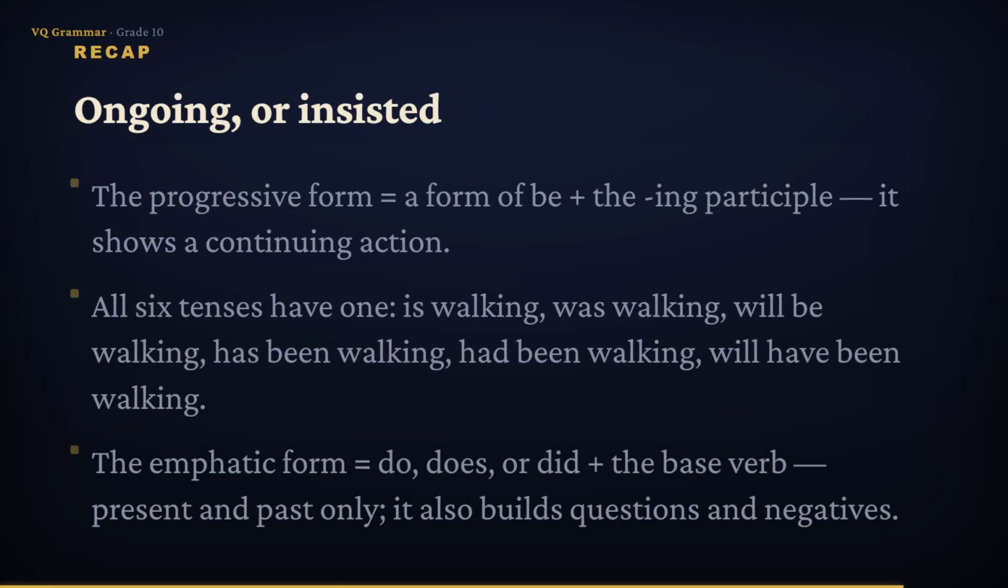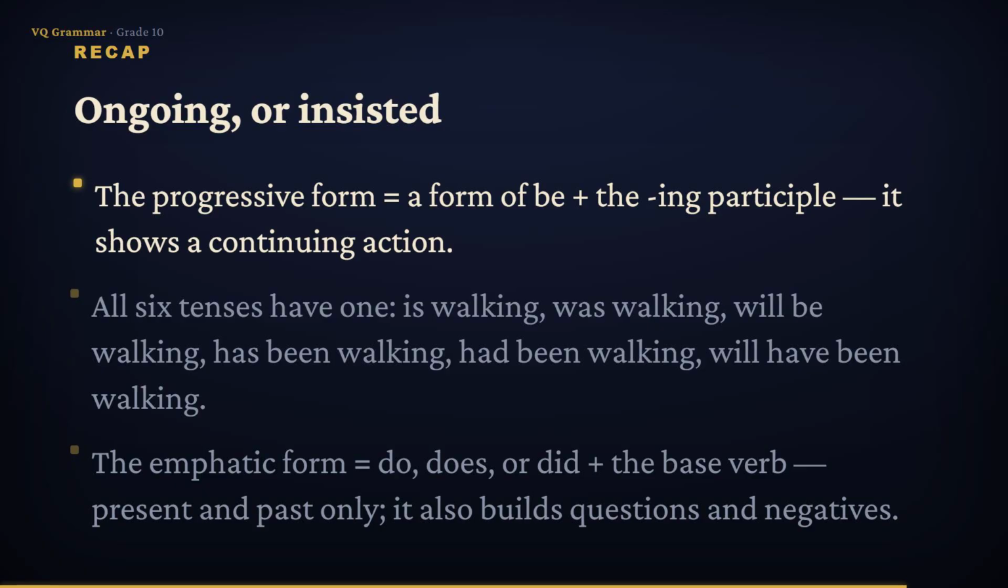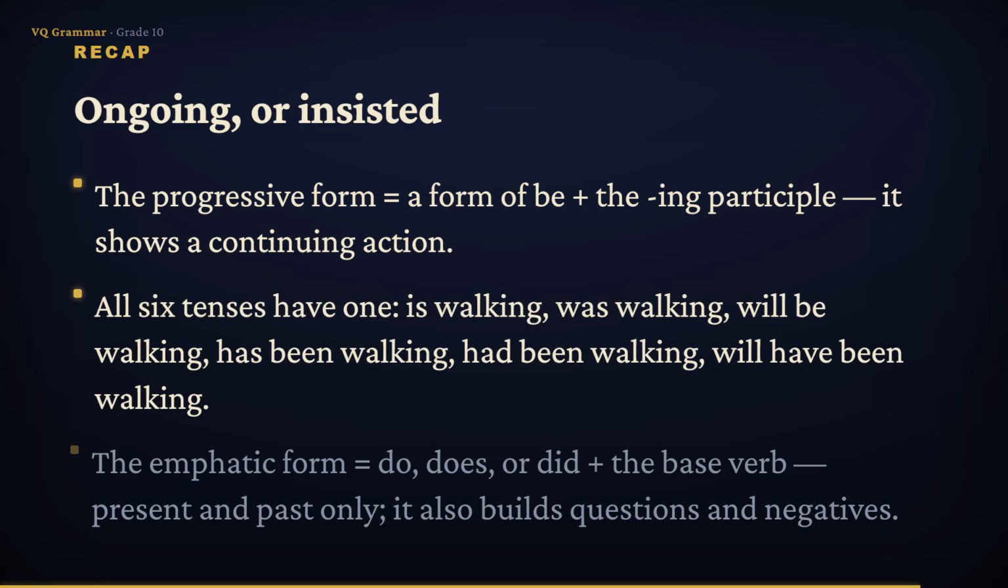Let's gather it all up. The progressive form is built from a form of be plus the ing participle, and it shows an action that is still going on. Every one of the 6 tenses has one. Is walking, was walking, will be walking, has been walking, had been walking, will have been walking. And it's the be verb that carries the tense, while the ing carries the motion.